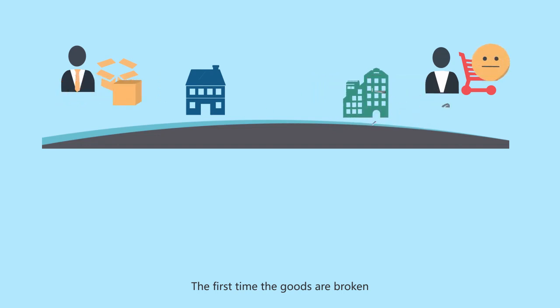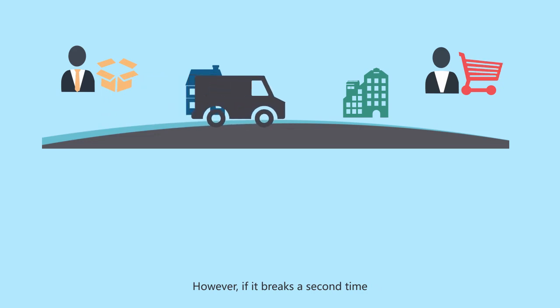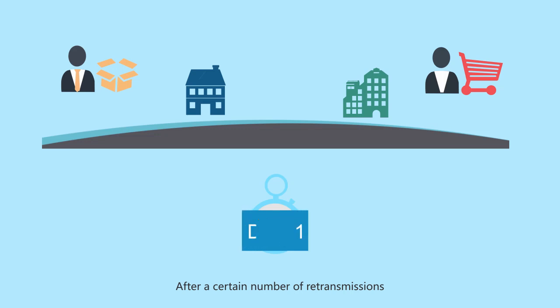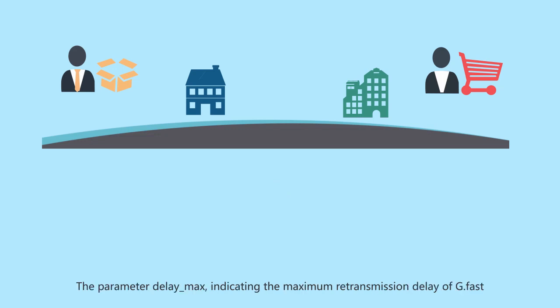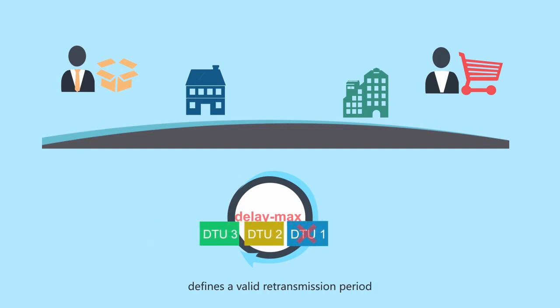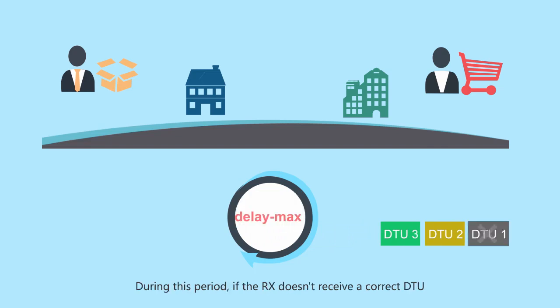The first time the goods are broken, the shop owner agrees to send another. However, if it breaks a second time, both you and the shop owner may want to cancel the order. That's to say, the retransmission won't happen infinitely. After a certain number of retransmissions, if errors persist in the DTU, the retransmission stops. The parameter delay max, indicating the maximum retransmission delay of G.fast, defines a valid retransmission period. During this period, if the receiver doesn't receive a correct DTU, the system will abandon this DTU and a bit error occurs.